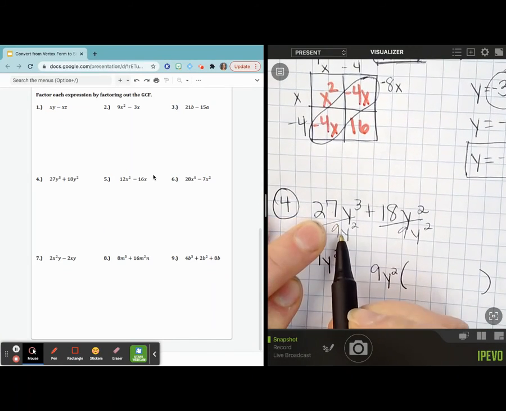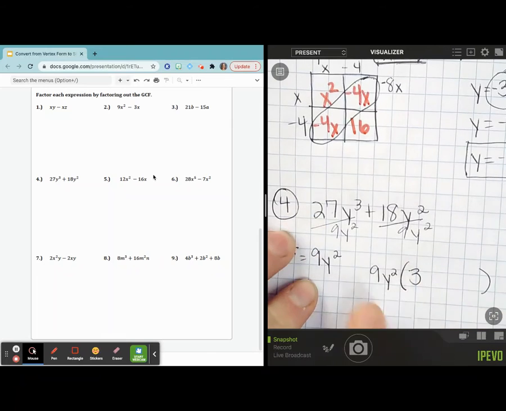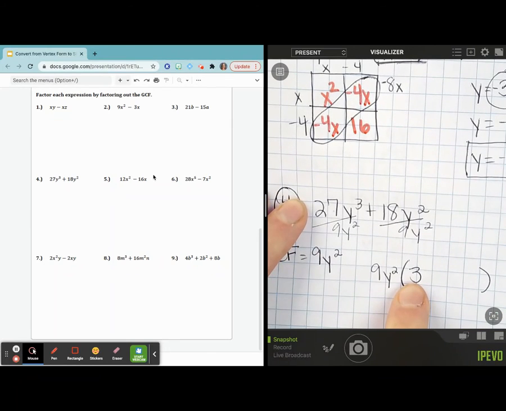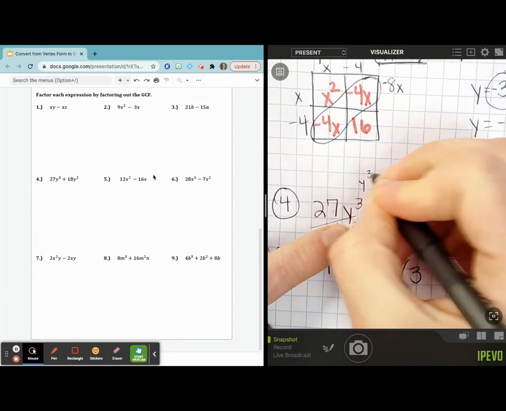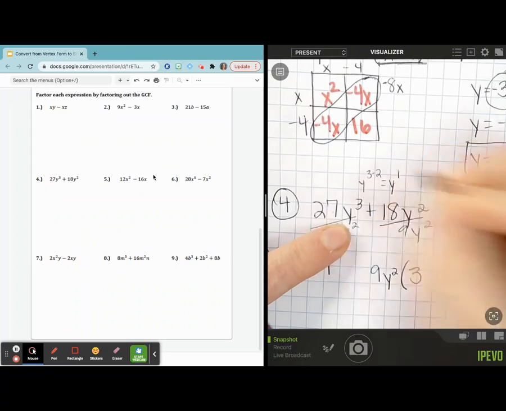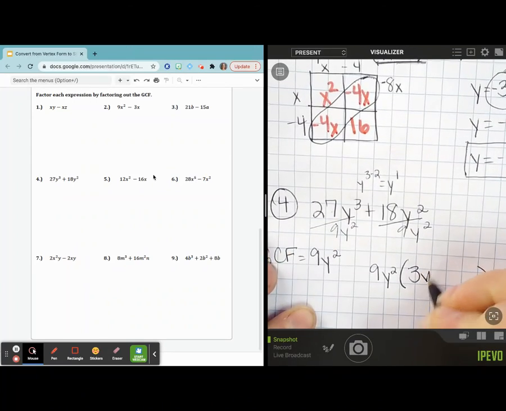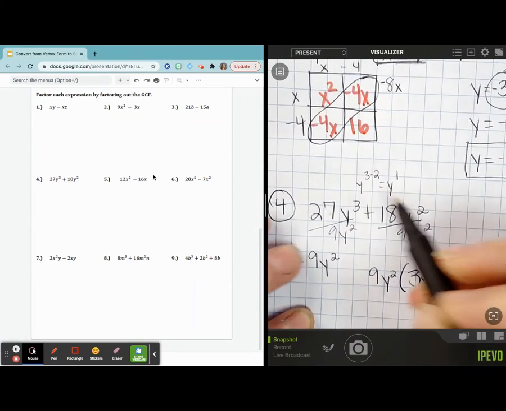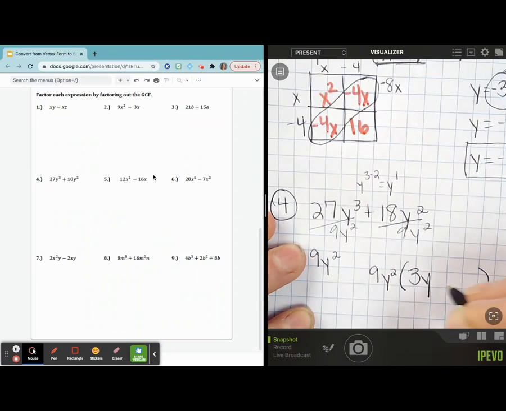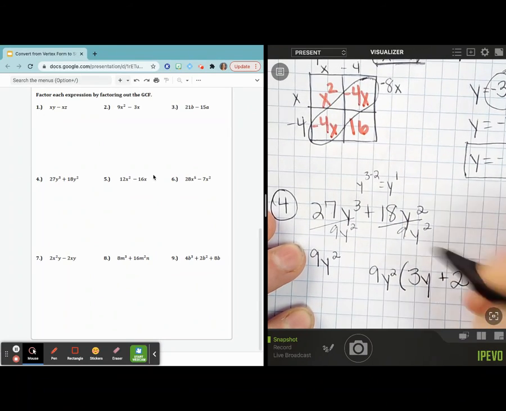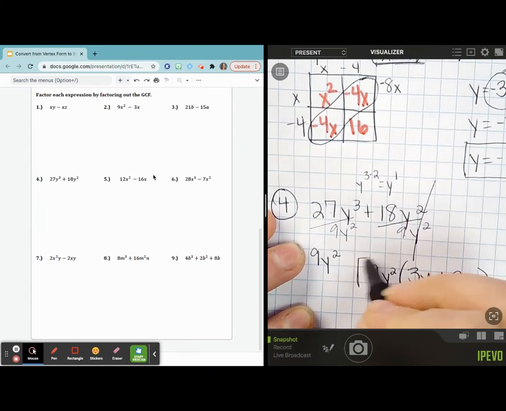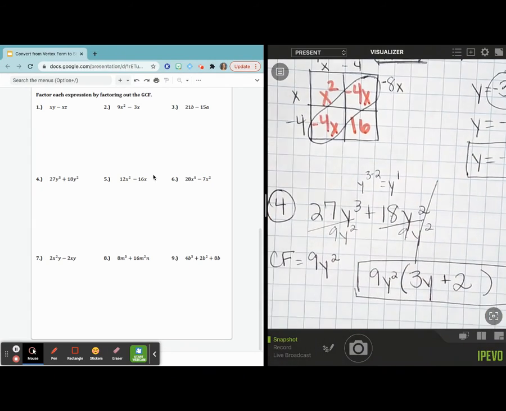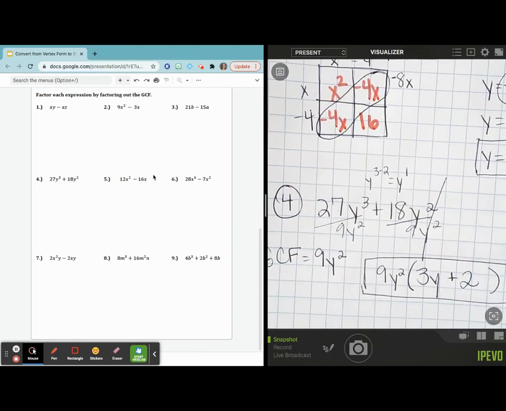So 27 divided by 9 is 3. So 9 times 3 is 27. And then we have y cubed over y squared. And so we subtract those. 3 minus 2 is 1. So y to the first power, or just y. And then 18 over 9 is 2. So I'm going to do plus 2. y squared over y squared is the same, so we don't need any y's. So this is the factor. This is the expression factored out.